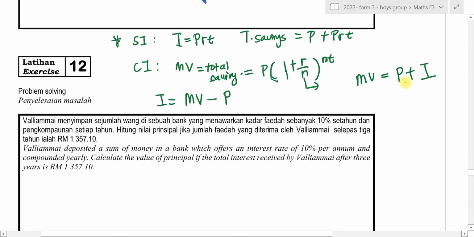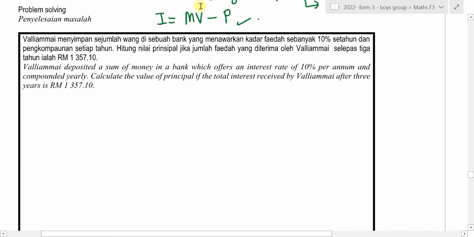So if you rearrange, make your I as a subject: MV minus P. Okay, this is how you find the interest. So all the formulas in our paper are ready. Okay, come, let's try to solve this.